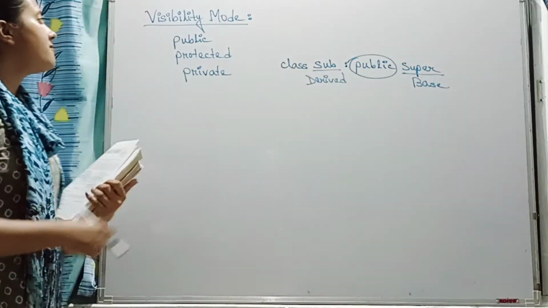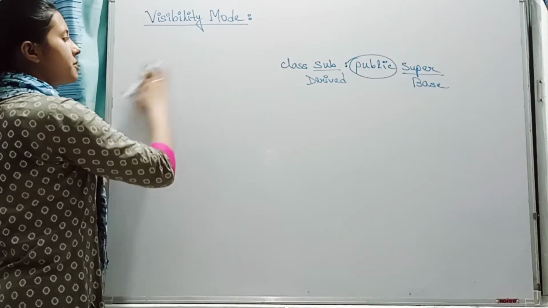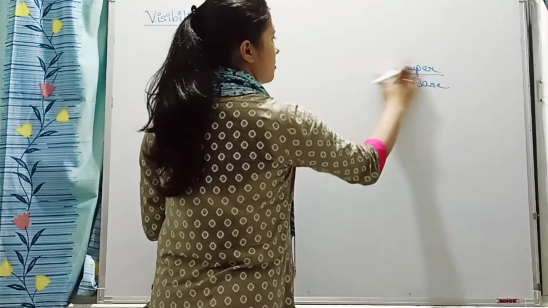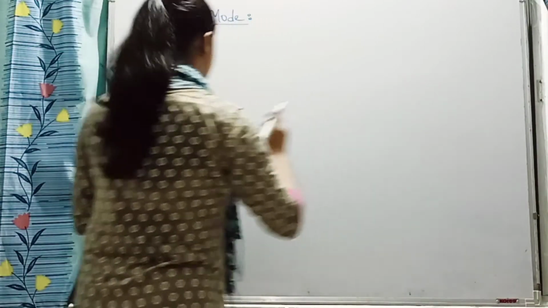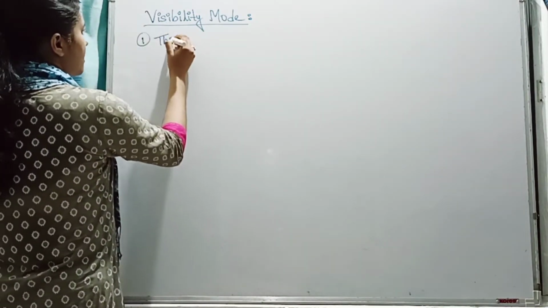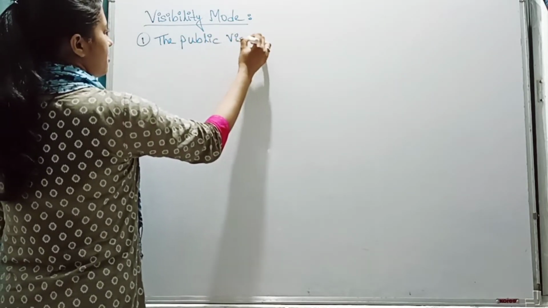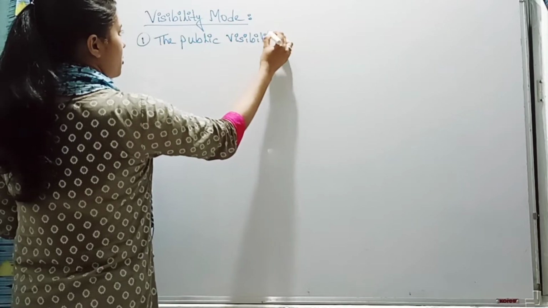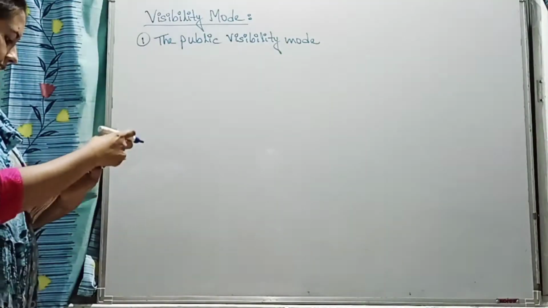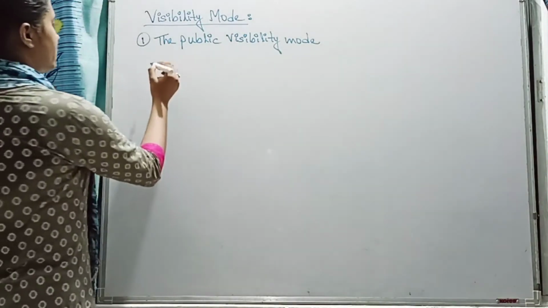Okay. So now we will see the different types of visibility modes and what are their operations, how they perform the respective operations. This we will see. Okay. First we will see the public visibility mode. First topic is the public visibility mode. So what happens in public visibility mode? This we will see using a diagram. Okay, so it will become more clear to you.